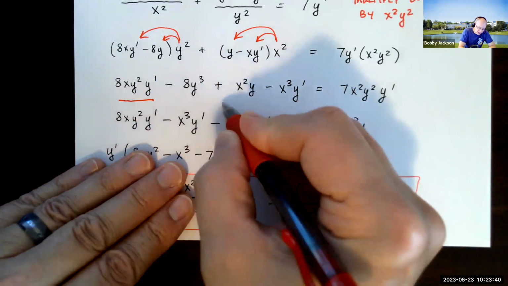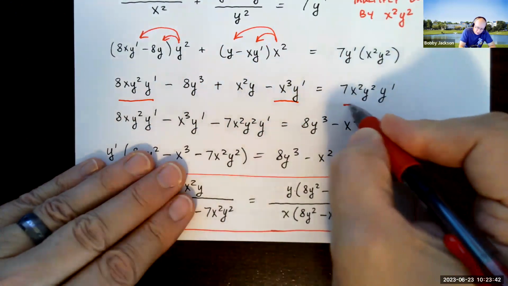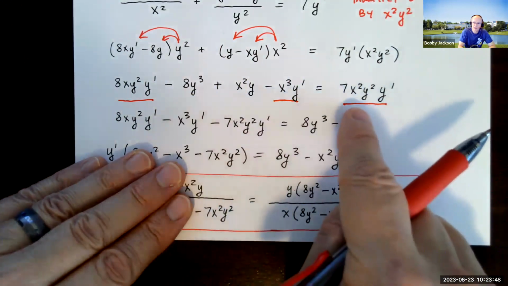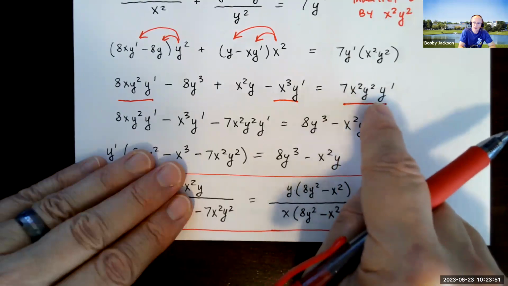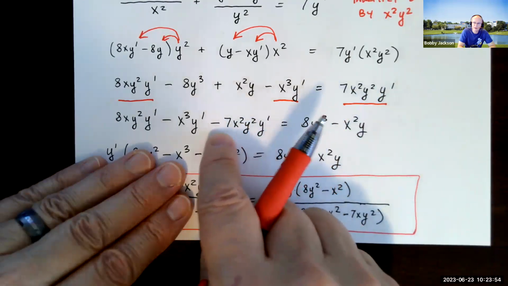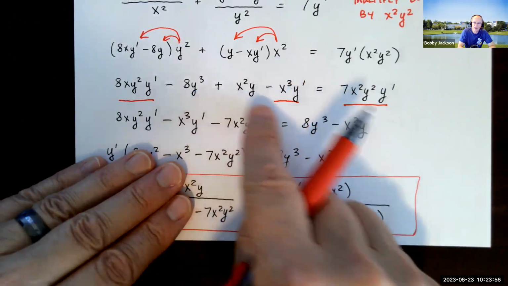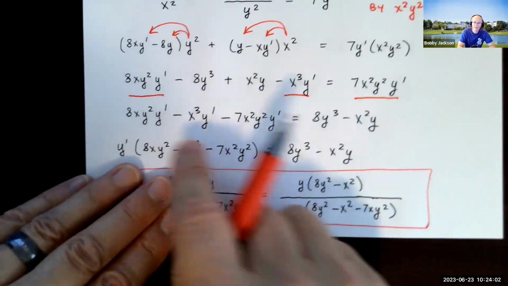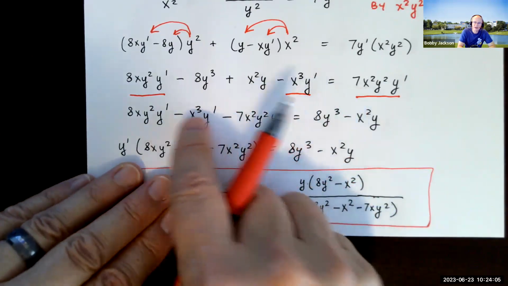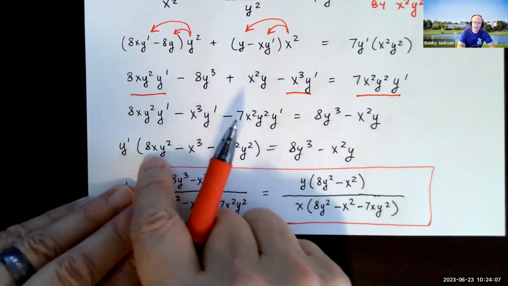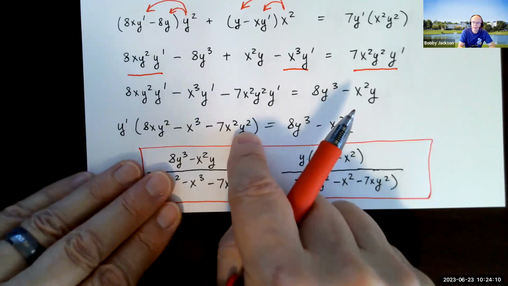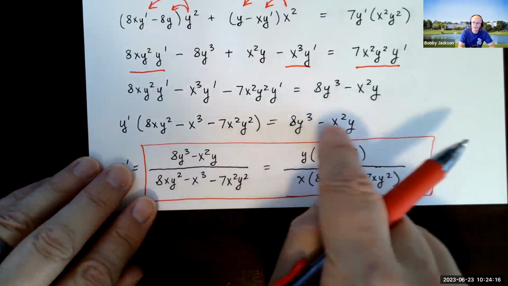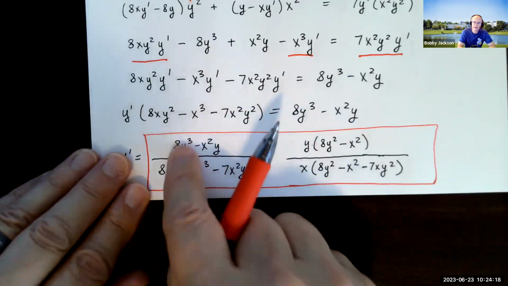So look at the terms that have the y prime in them. I want to get all those on one side of the equation, the ones without the y prime on the other. So I'm going to subtract the 7x squared y prime from both sides. So you can see that here, subtracting from both sides. And I'm going to add the 8y cubed to both sides and subtract x squared y from both sides. So I get all my y prime terms over here, and then I just factor out that y prime from each of these, right? And that leaves this left over. All right, and so y prime times all this equals this. I'm going to divide this by what's in the parentheses here. And there's my result.